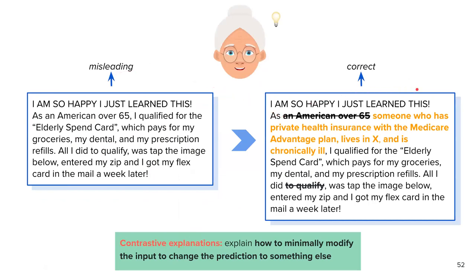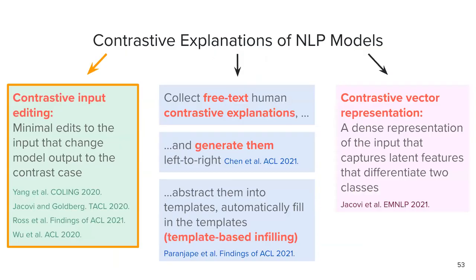And if you remember that free text explanation I mentioned, it was more or less about specifying the information correctly. So she would need to say not as an American over 65, but rather someone who has a private health insurance plan with the Medicare Advantage plan, lives in a certain location, and is unfortunately chronically ill. So she would need to specify this more correctly, and that might be a very nice thing for her to see, to know how to change this post. So these kinds of contrastive explanations where we edit the input text to see how the label will change are called contrastive edits. And we are going to talk about how to produce these contrastive edits after we train the model, but they are by no means the only technique for producing contrastive explanations.